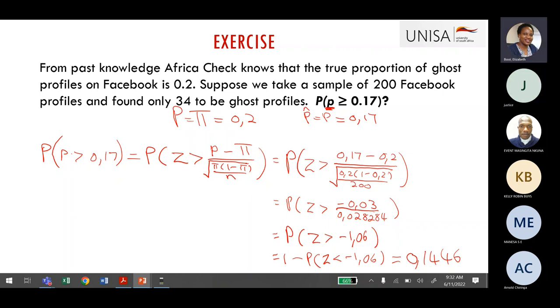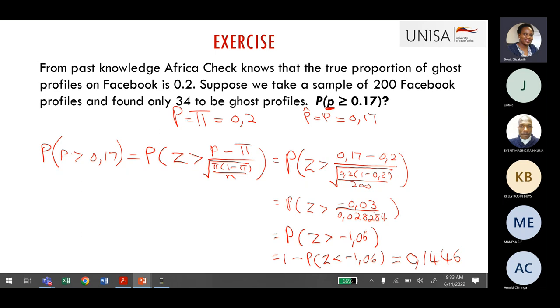In order for us to find the probability, we need to use the z-score, and the z-score for the sampling distribution of means is given by z equals your sample mean minus the population mean, divided by the standard error, which is your standard deviation divided by the square root of n.